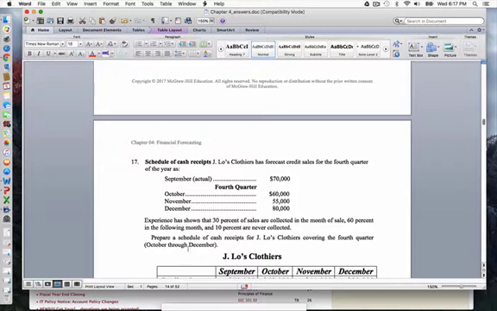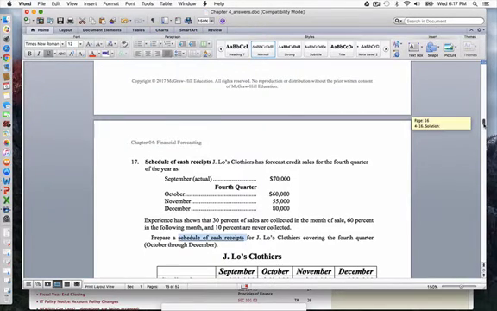Out of these sales, it says that experience has shown that 30% of each month's sales are collected in the same month, 60% in the following month, and 10% are never collected. So this is kind of like a loss. They only collect 90% of what they sell. And then we have to do a schedule of cash receipts.